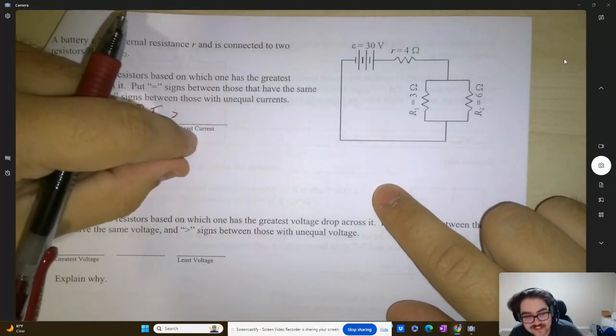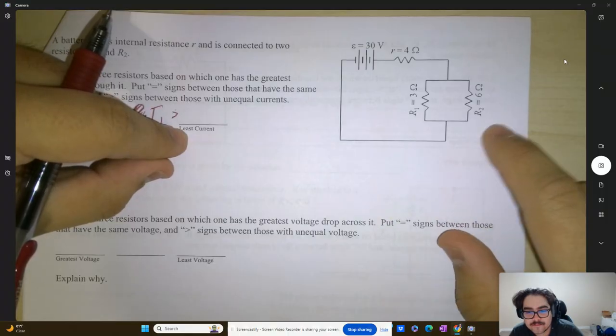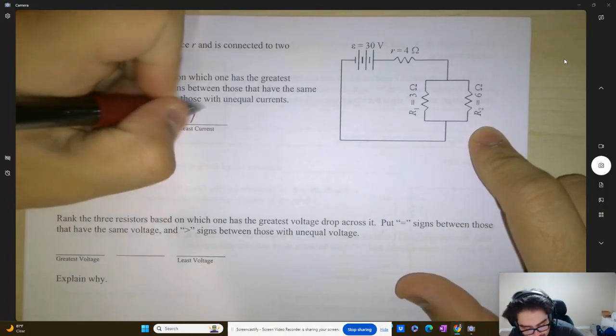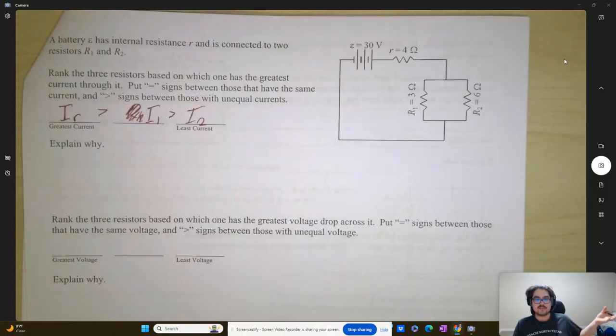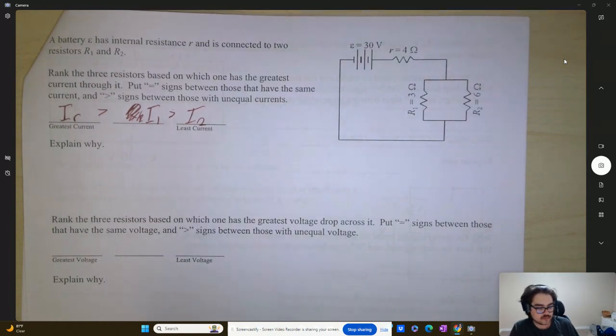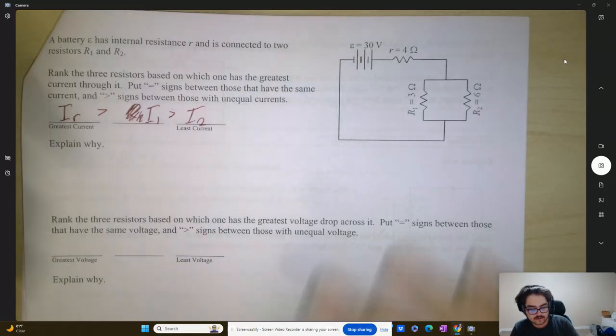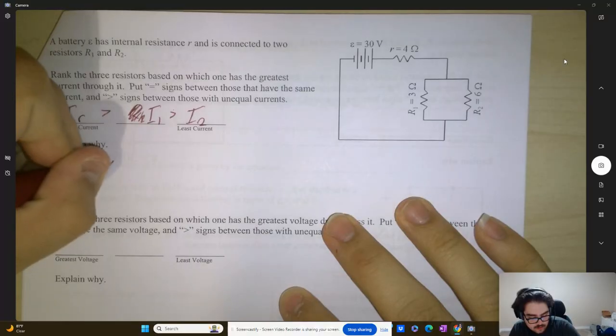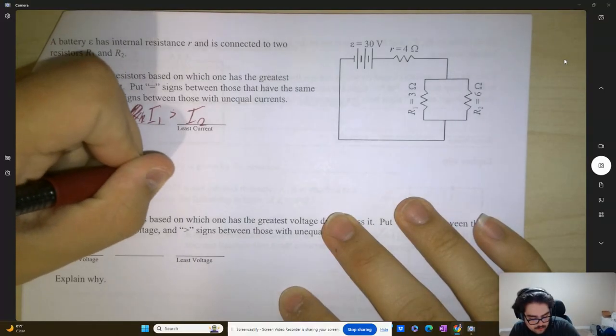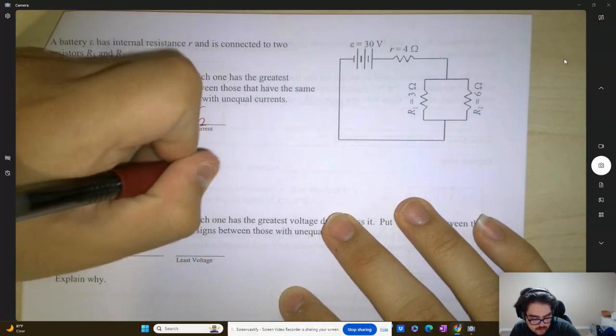In the least current, we would have to go to R2 because it has more resistance in the branch, right? Charges always try to go the path of least resistance. And then to explain why, R is in series and gets all the charges.